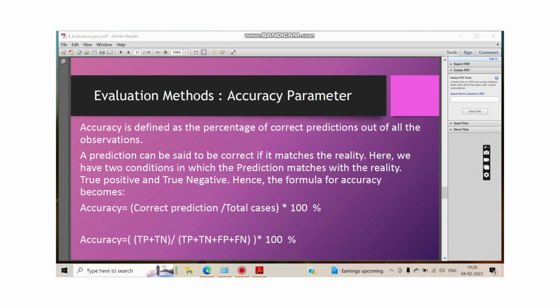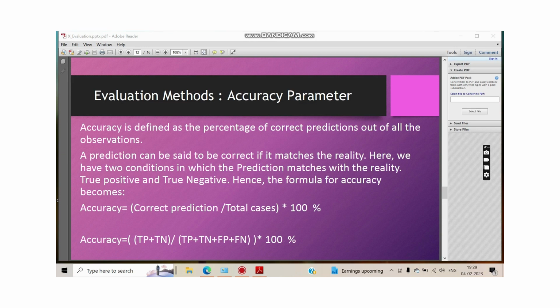Accuracy in general is defined like this: suppose somebody has given an answer, right? We say that my answer is 90% correct or my answer is 100% correct. If we are very sure about the answer, we say my answer is 100% correct. So in terms of AI, accuracy is defined as the percentage of correct predictions out of all the observations. A prediction is said to be correct if it matches the reality. Obviously, only then will the prediction be correct.